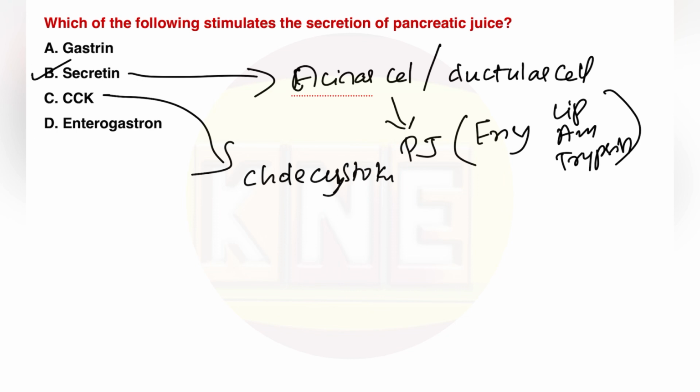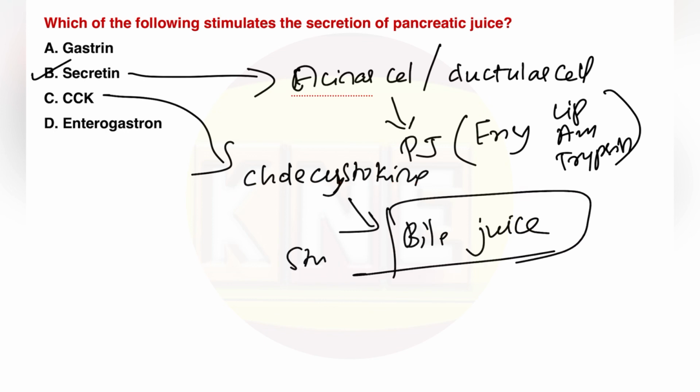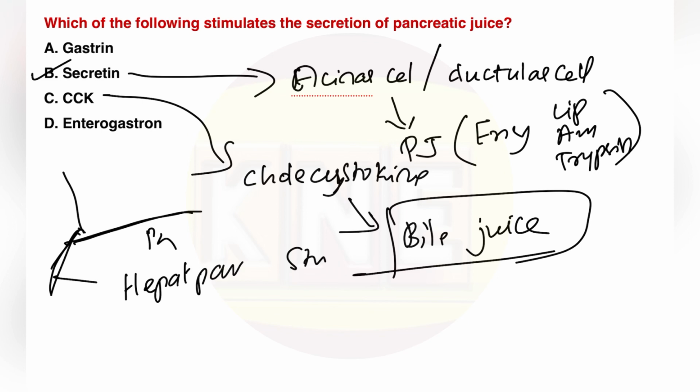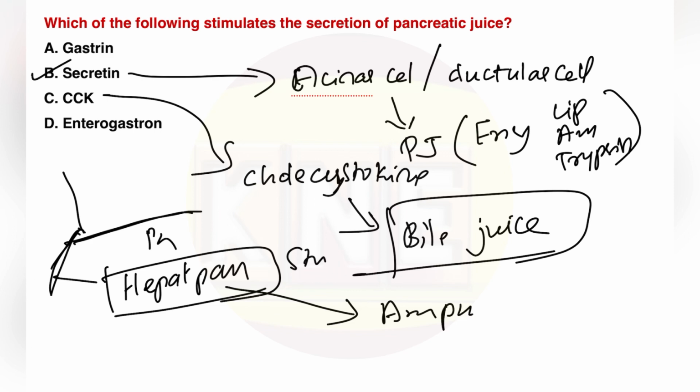cholecystokinin. Okay, what does cholecystokinin do? It stimulates the bile juice. It stimulates the bile juice to be secreted, so that bile juice comes from the common bile duct, and pancreatic juice comes from the pancreatic duct, and they make one common pathway called the hepatopancreatic duct. The hepatopancreatic duct goes to the ampulla, and after the ampulla, the sphincter of Oddi is there. Through that it goes to the duodenum.